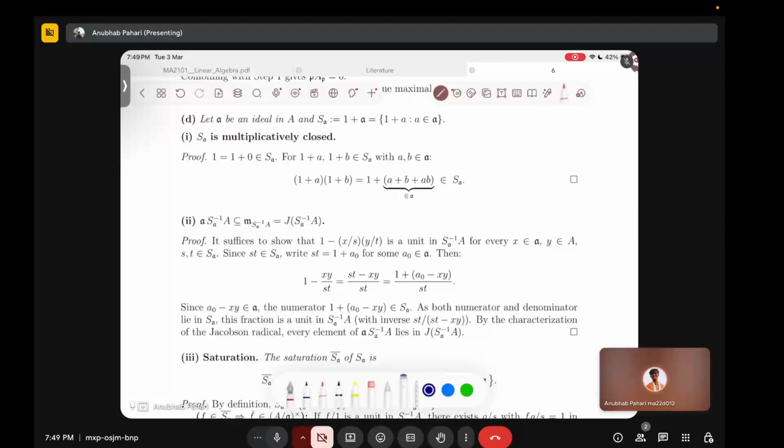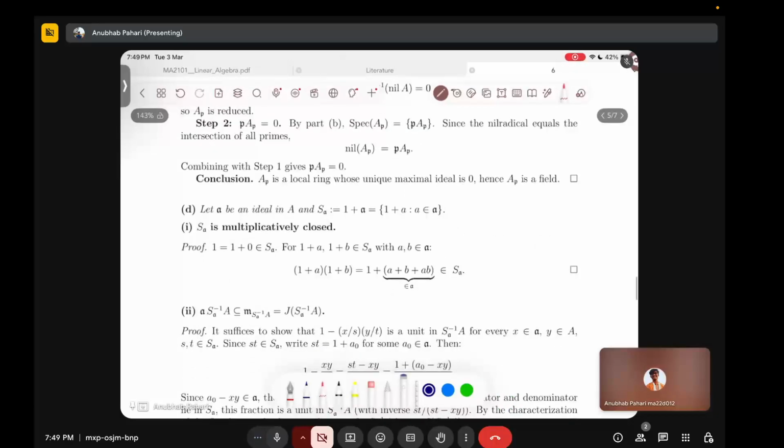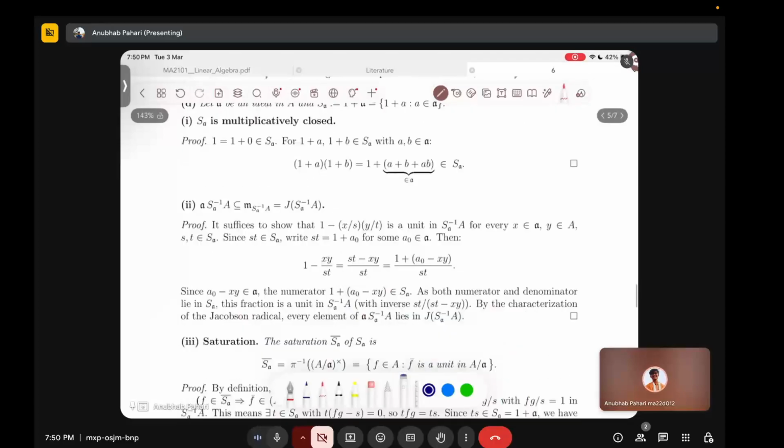Okay, so let us solve this. We have to show that S_A is multiplicatively closed, but this is trivial, right? Because you can write 1 as 1 plus 0 of S_A, so 1 belongs to S_A. For 1 plus a and 1 plus b from S_A with a, b belonging to A, we can write the product as 1 plus a plus b plus ab, which belongs to 1 plus A, so it belongs to S_A. The product belongs to S_A, so S_A is multiplicatively closed.